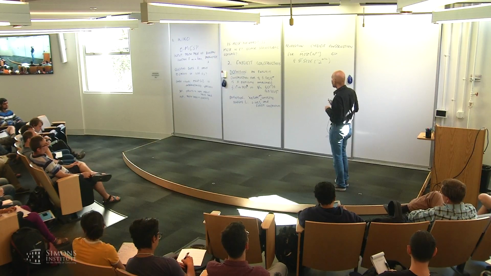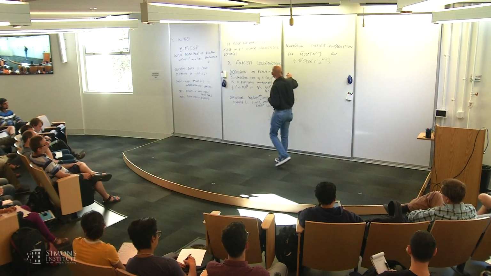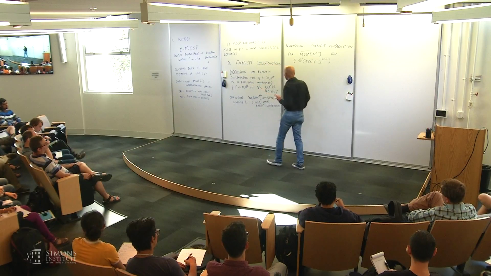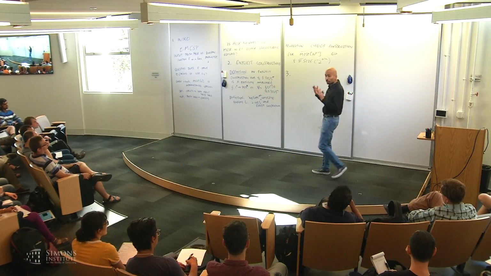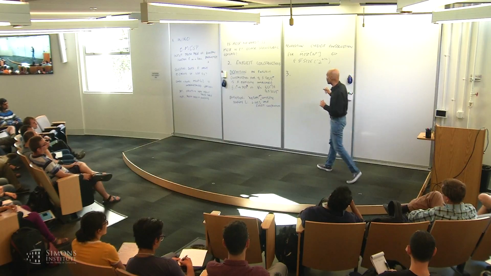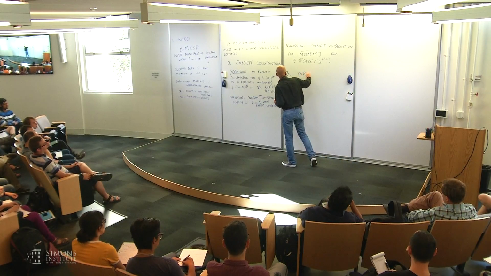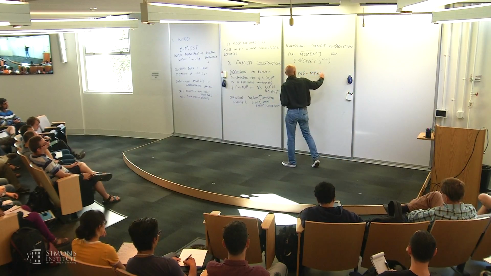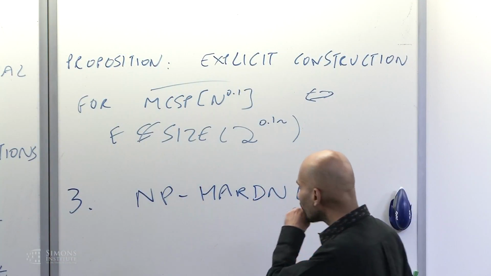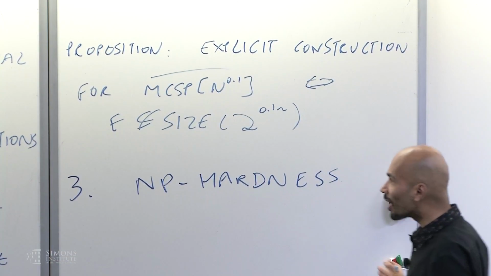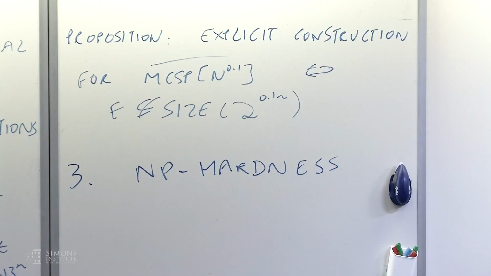Okay. So that's as far as explicit constructions go. So now let's get to the main question about MCSP, the main open question on which most of the research on the problem has focused. This question of NP-hardness. So yeah, it's just, is MCSP NP-hard or not?